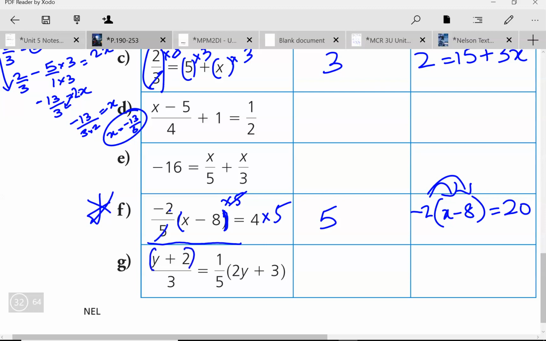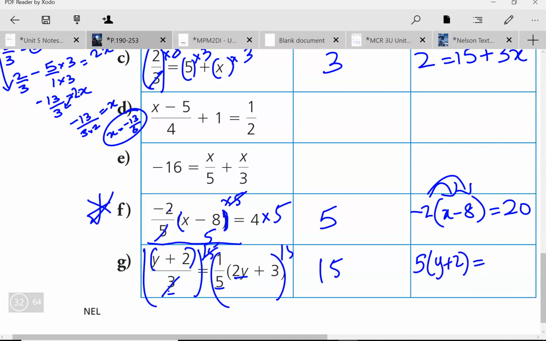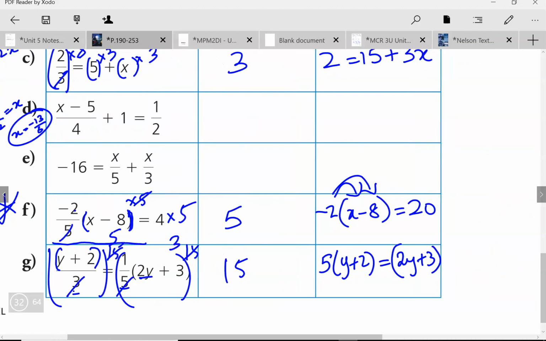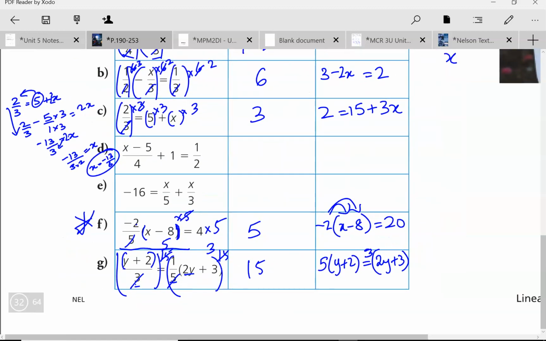Again, first thing, automatically put brackets here. I have two y terms that are on both sides of the brackets, so I should expand first. But what I can do to simplify that expansion is to take the lowest common denominator, which is 15, multiply this by 15, multiply this by 15. So 5 times y plus 2 equals 2y plus 3 multiplied by 3. So distributive property on both of them, put a star beside this question as well.